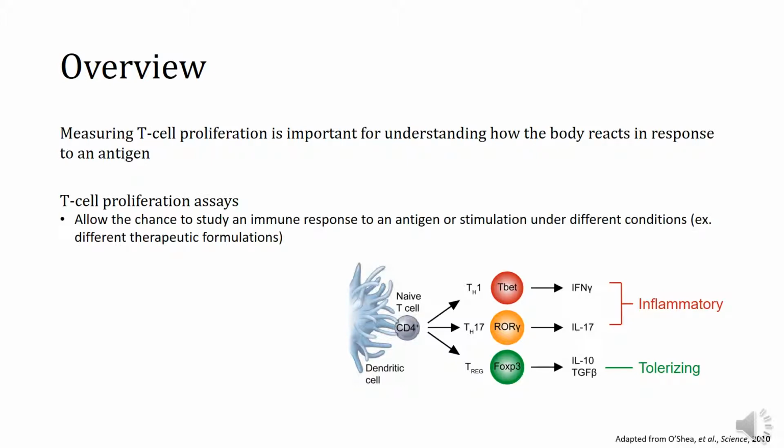antigen. T-cell proliferation assays give us a chance to study an immune response to an antigen or stimulation under different conditions, for example, if you wanted to test therapeutic formulations. The two most common assays used for T-cell proliferation are carboxyfluorescein staining and thymidine incorporation.